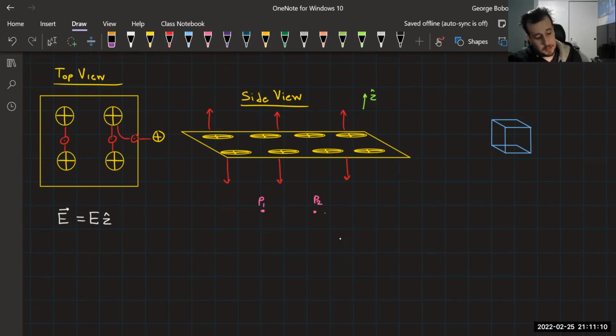But who would see a difference? You'd think that P3 would, right? You'd think that P3 would. But here's the catch, okay?